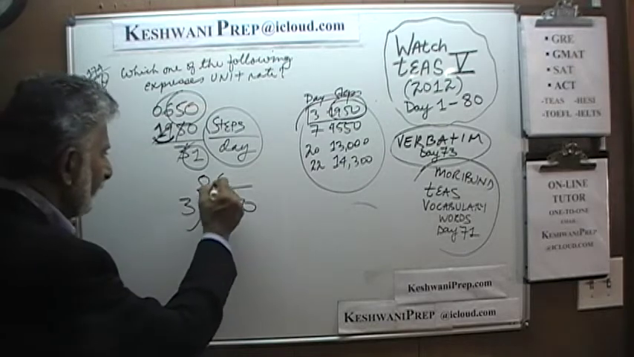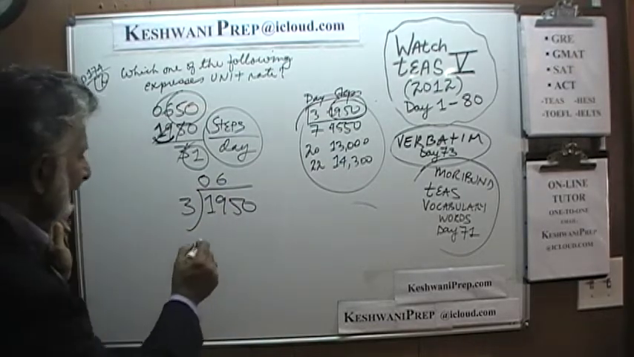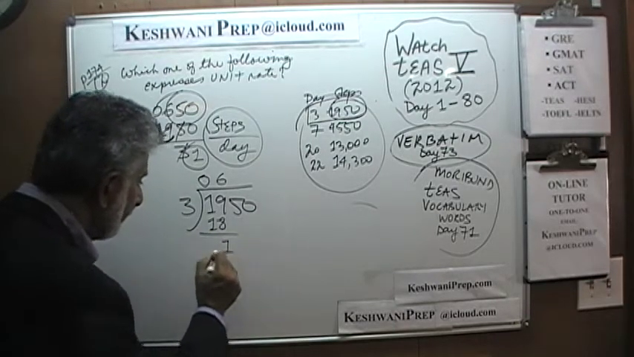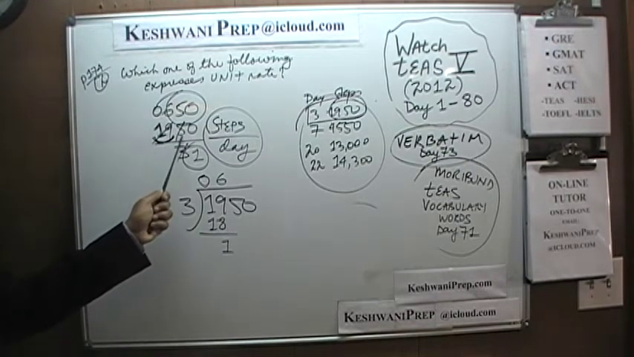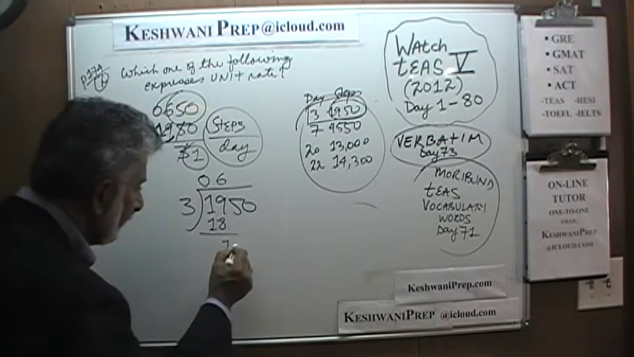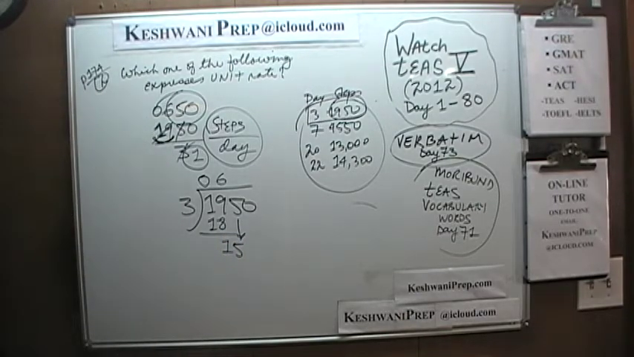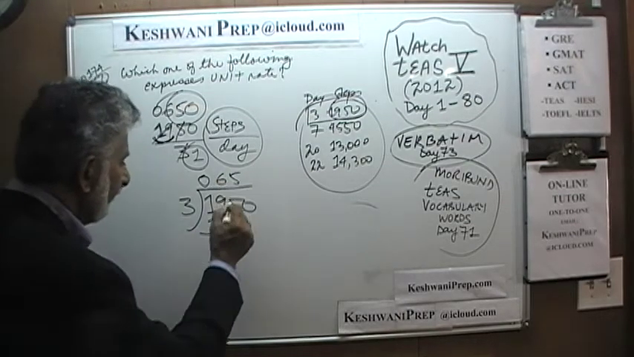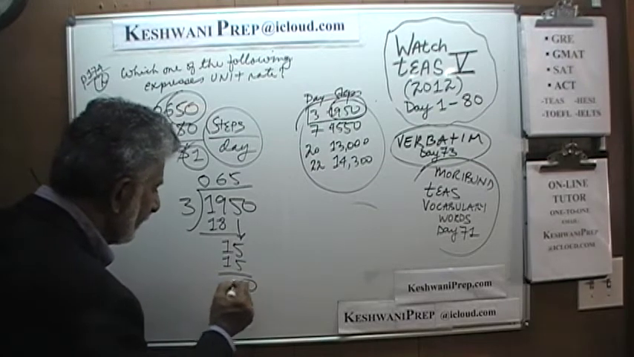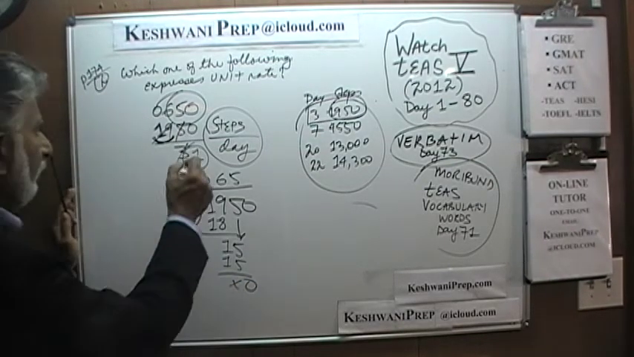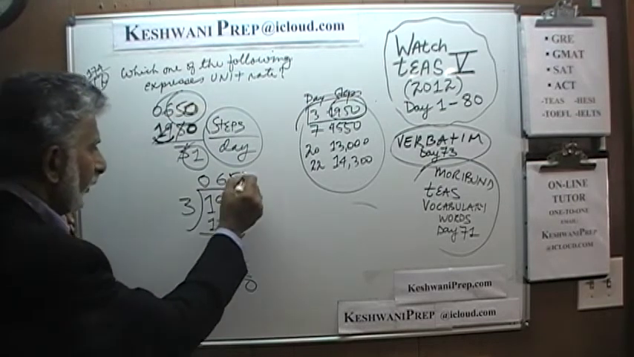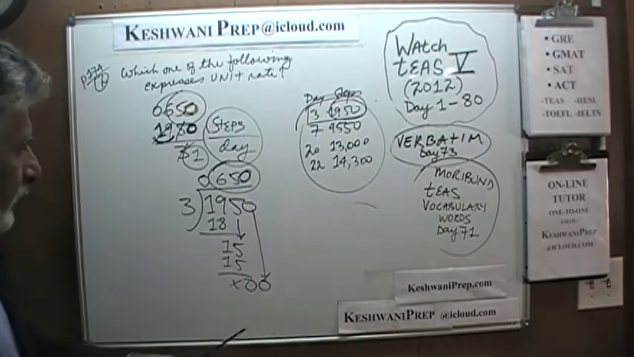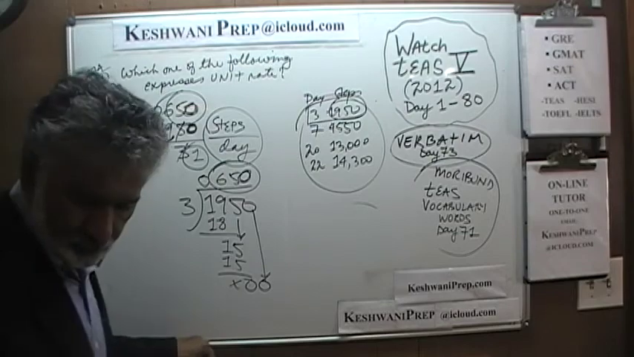And 19 has 6 3's. 6 3's are 18. After we take away 18 from the 19, we have a remainder of 1. What happens to that 1? That 1 goes and joins the 5 and becomes a 15, and 15 has 5 3's. 5 3's are 15. And how many 3's does this 0 have? This 0 that we're going to bring down has no 3's. Voila. 650. That was the end of that thing.